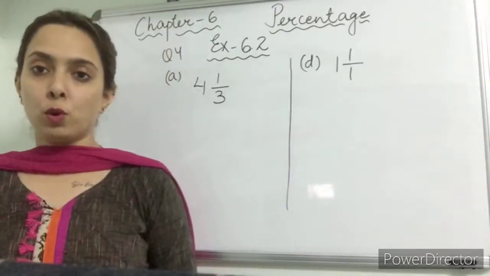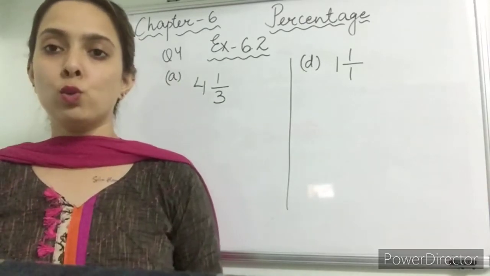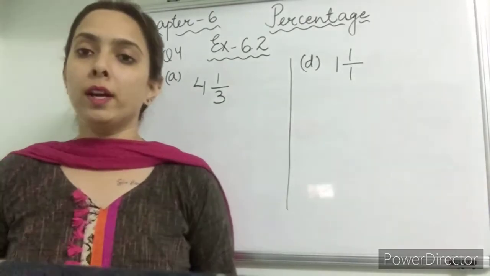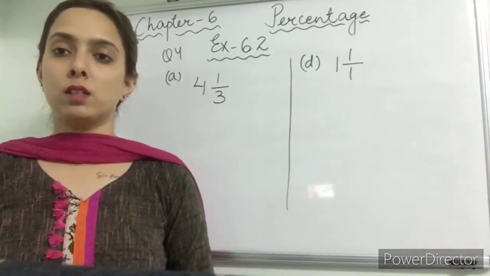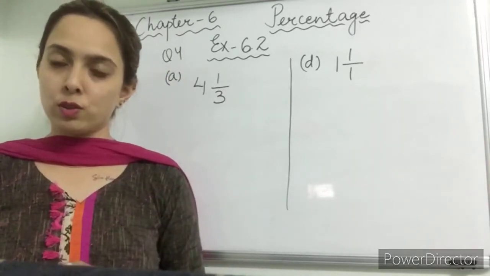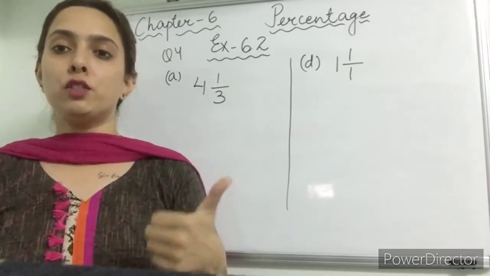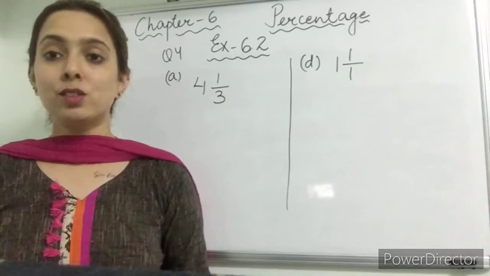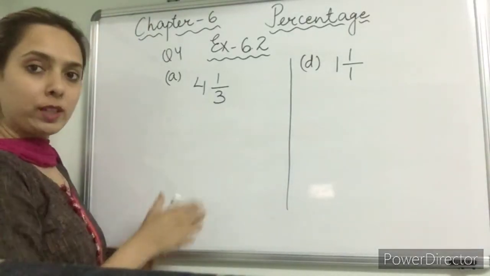Next, question number 4. Convert the following mixed numbers into percentage. So here the first step, you have to convert all the mixed numbers into improper fractions first, and then we will follow the same method which we have done in question number 3, multiply by 100. So let's start the first question.